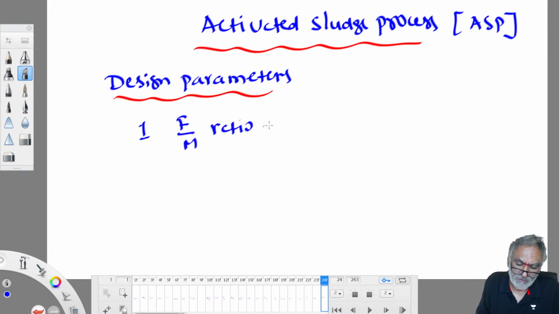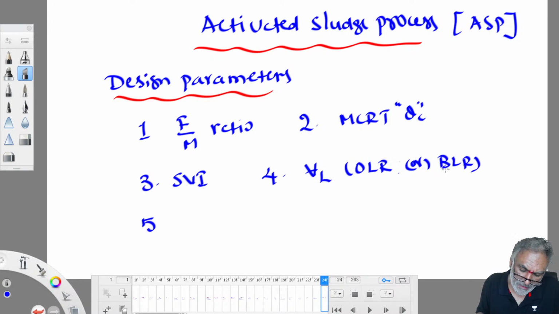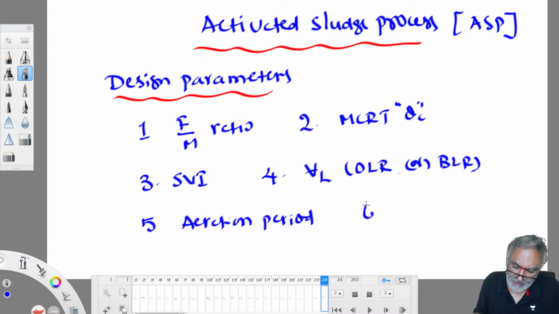One is F/M ratio, two is mean cell residence time theta c, three is sludge volume index, fourth is volumetric loading rate or organic loading rate or BOD loading rate. Fifth is aeration time, aeration period. Sixth is BOD removal efficiency.